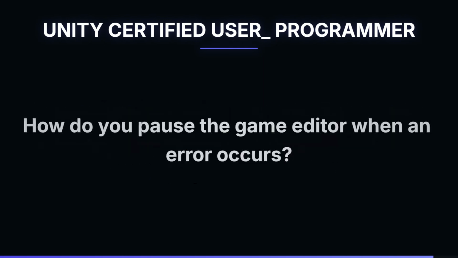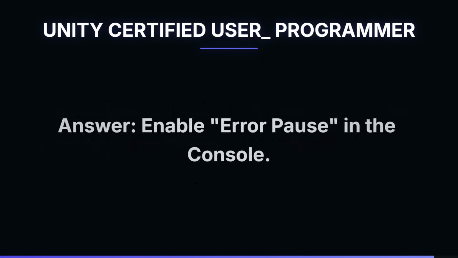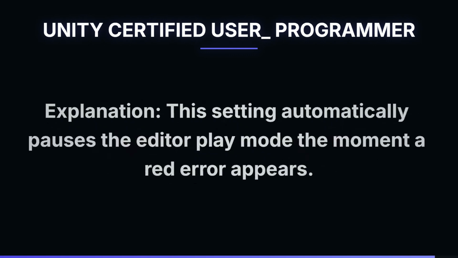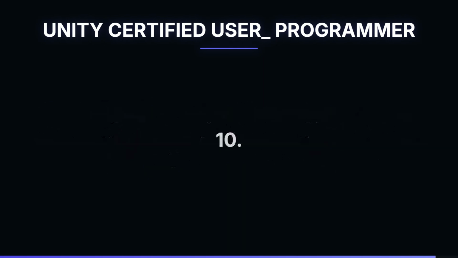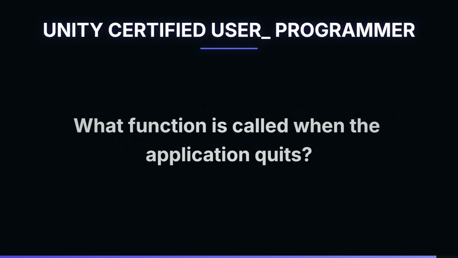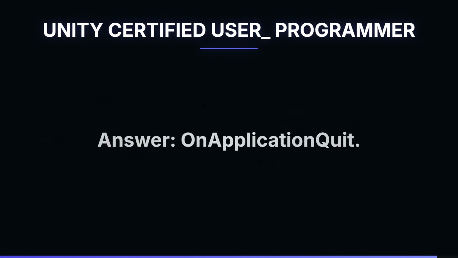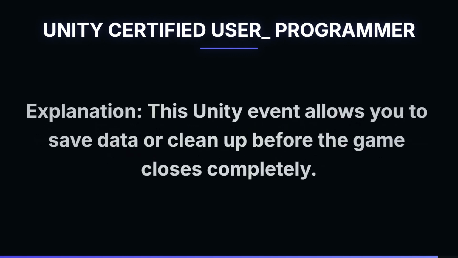9. How do you pause the game editor when an error occurs? Answer: enable error pause in the console. Explanation: this setting automatically pauses the editor play mode the moment a red error appears. 10. What function is called when the application quits? Answer: OnApplicationQuit. Explanation: this Unity event allows you to save data or clean up before the game closes completely.